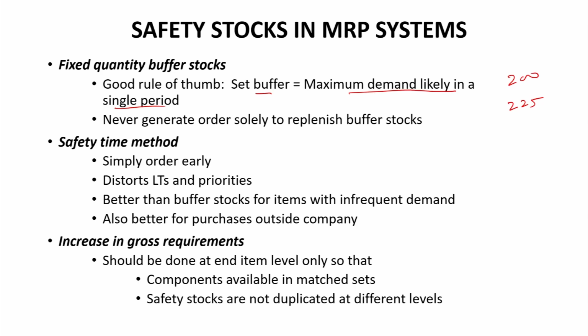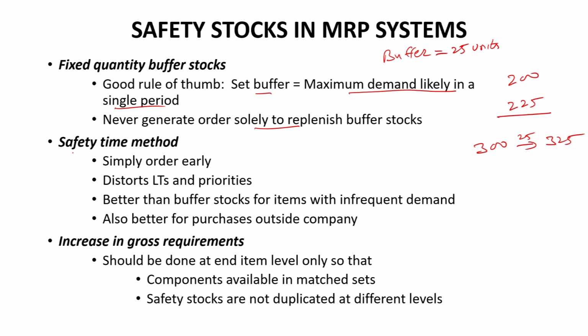Never generate orders solely to replenish the buffer. Suppose you have decided to keep a buffer of 25 units and this buffer is exhausted here. Do not place a separate order for this buffer. Whenever next time you need 300 units, add these 25 units here and generate an order for 325 units. So, never generate an order solely to replenish the buffer stock.